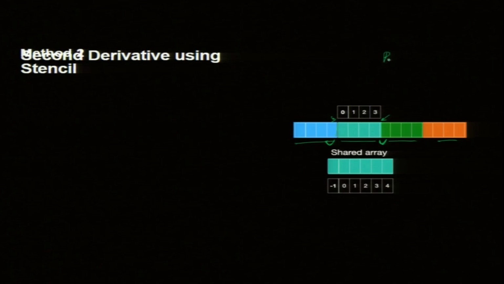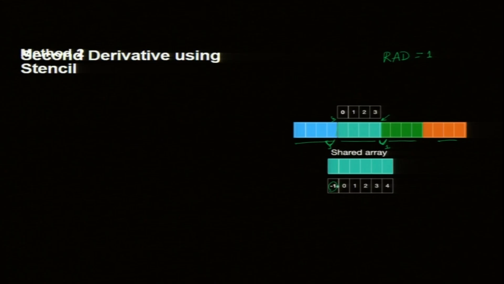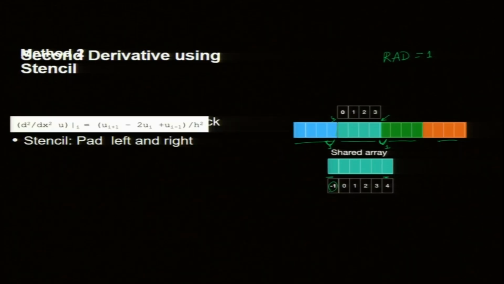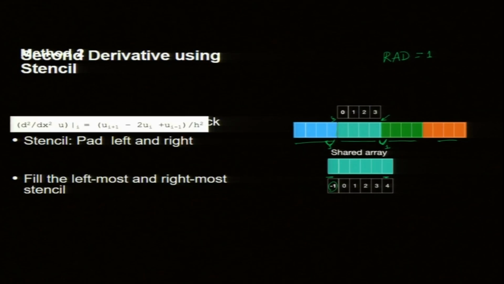The variable I am using is called radius. Okay. So, we have the required data plus one more. For the central difference scheme I need one more. So, radius equal to 1. This is 1 on the right and 1 on the left. For the second derivative we need only one radius, 1 in the left, 1 in the right. Okay. So, that is what we have, number minus 1, which is the left number, and this is the number on the right, 4. But okay, let us look at the code. Anyway, this is pad left and right, and fill the leftmost and rightmost.